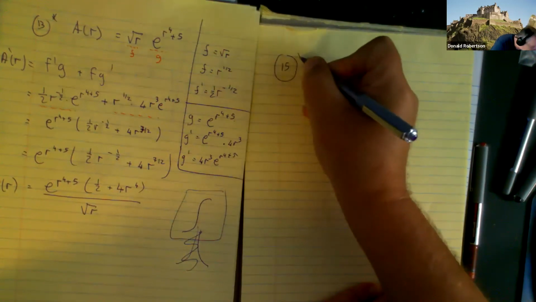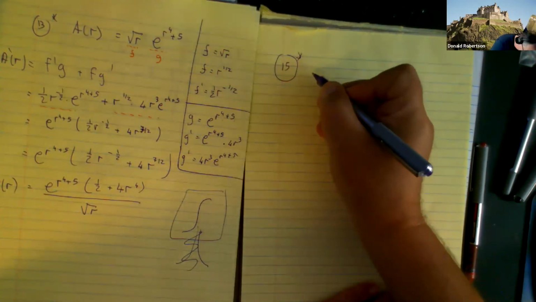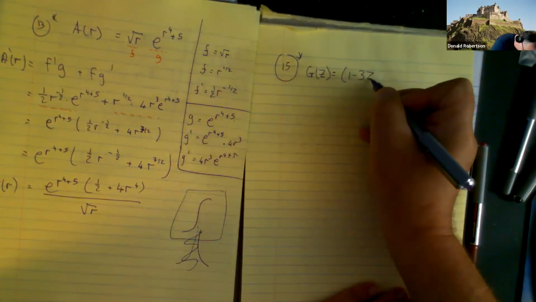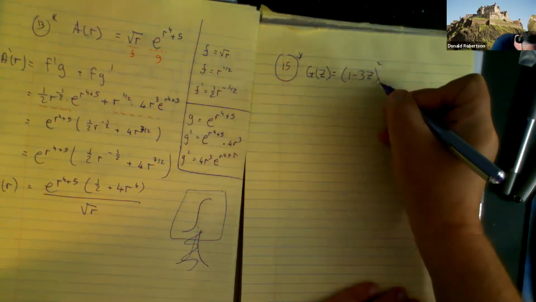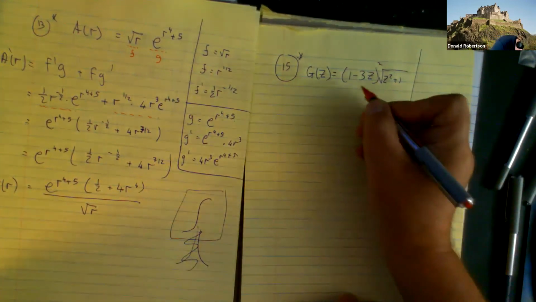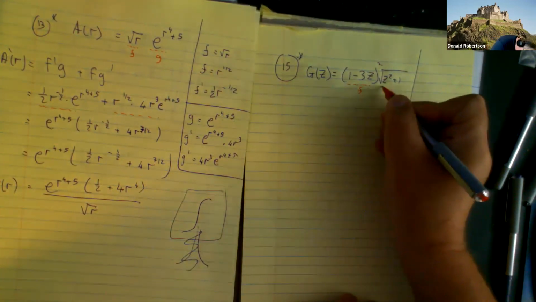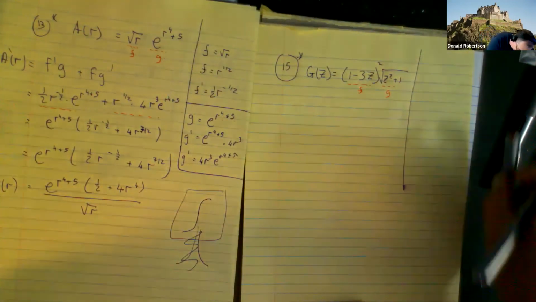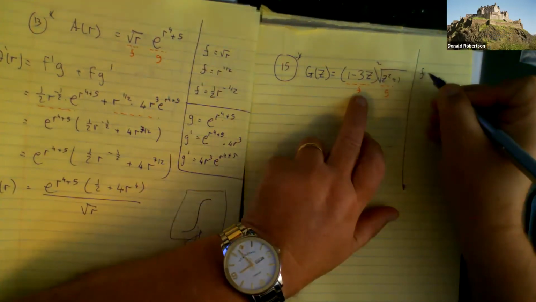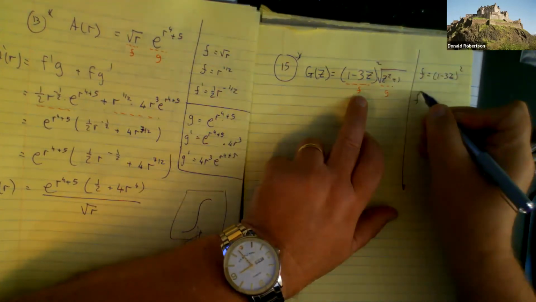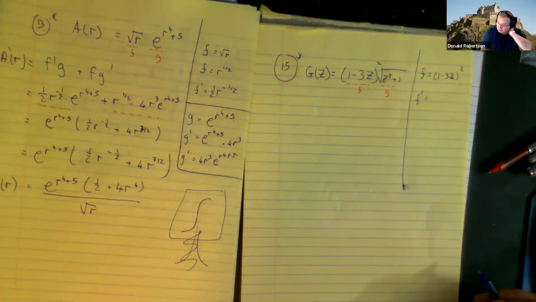And which shall I go? Let's do 15. And question 15, we have g to the z, 1 take away 3z squared, and the square root of z squared plus 1. You agree it's another product rule? And each of these two functions is going to be a general.